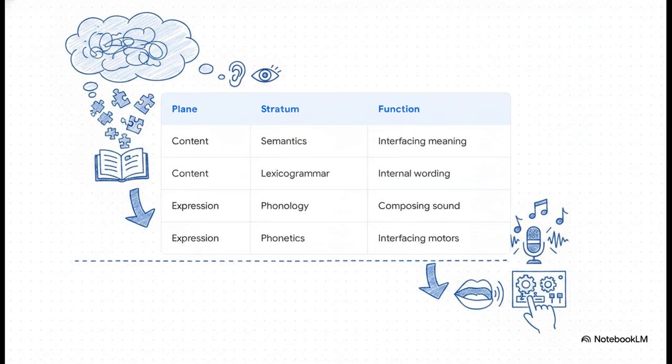From there, we cross the boundary over to the expression plane, where those internal words are organized into sound structures in the phonology stratum and then finally output as physical motor movements in the phonetics. It is this breathtaking cascade. Meaning realizes into wording, which realizes into sound.